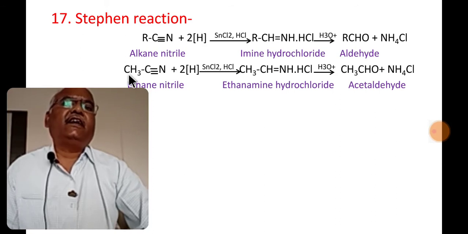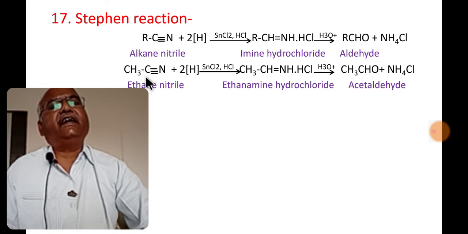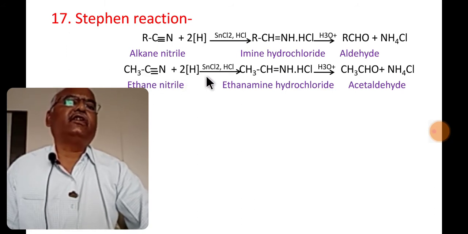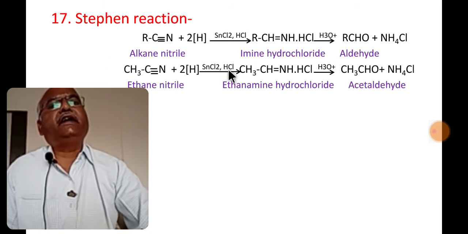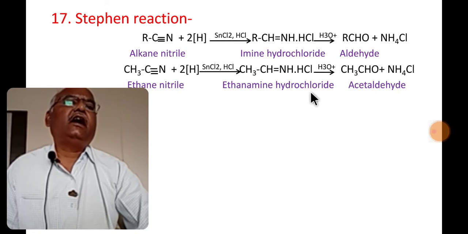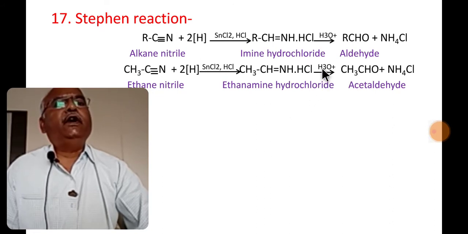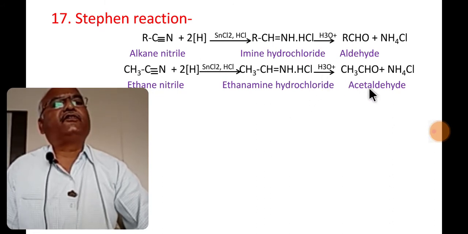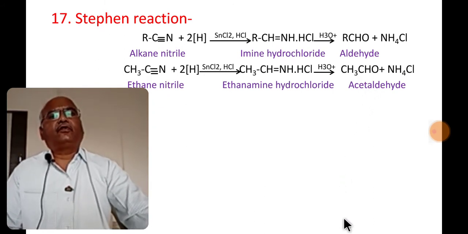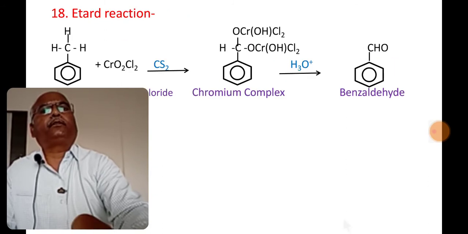Here is another example: ethane nitrile or methyl cyanide is reduced with nascent hydrogen from stannous chloride and HCl to give ethanimine hydrochloride, which on acid hydrolysis gives acetaldehyde. So this is about Stephen reaction.